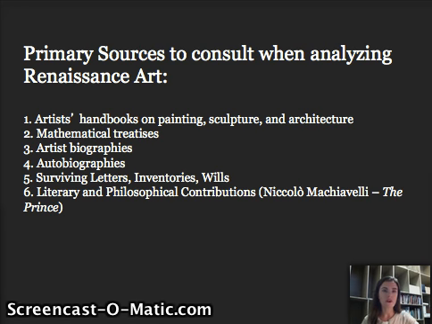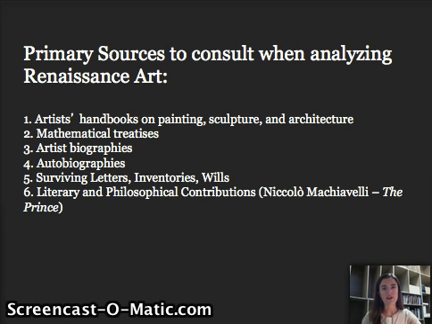We see things like artist handbooks during this time, and we'll be examining these over the course of the class. Mathematical treatises, which help artists with things like perspective, artist biographies, which illuminate this idea of fame being really important, autobiographies, so artists promoting themselves in their own autobiographies. We can examine letters, inventories, wills.